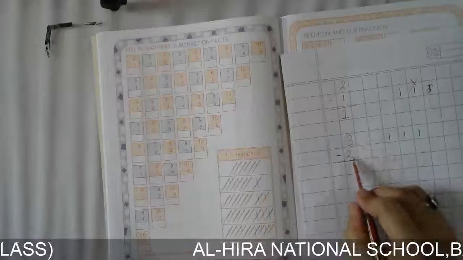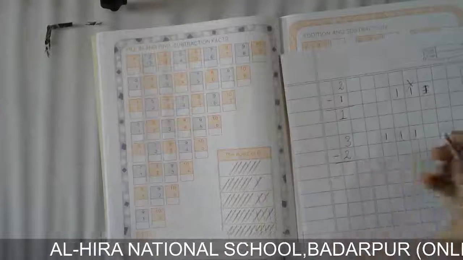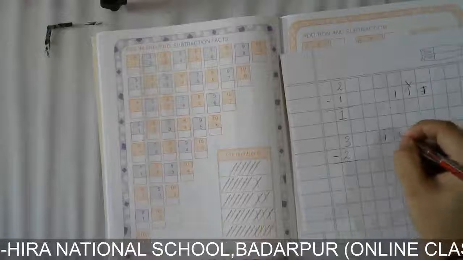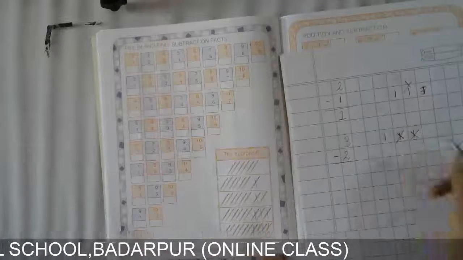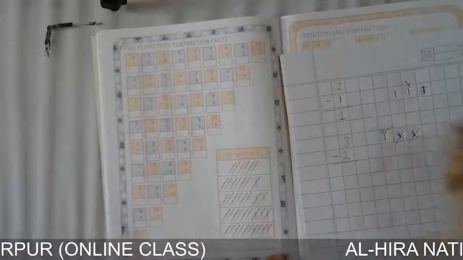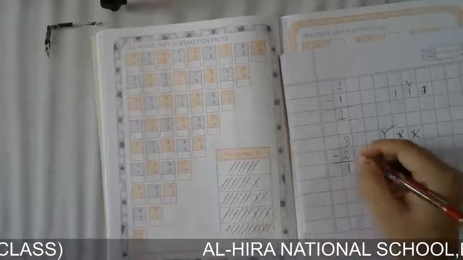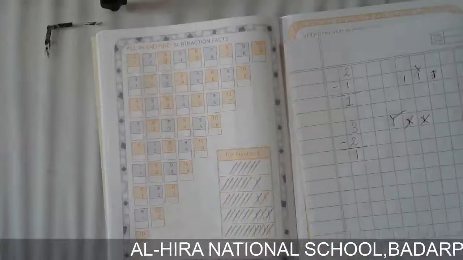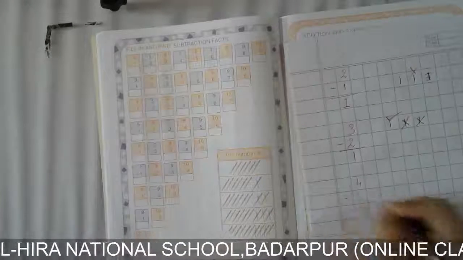What number are we subtracting from 3? We are subtracting number 2. So cut down these 2 lines from the 3 lines. Since we are subtracting this 2, how many remained? 1 line remained. So you write here 1. 3 minus 2 is 1.